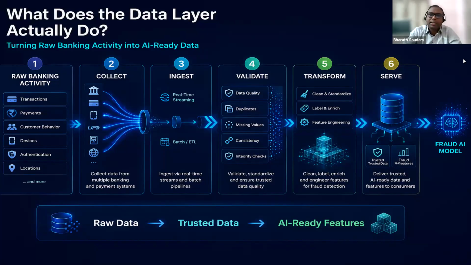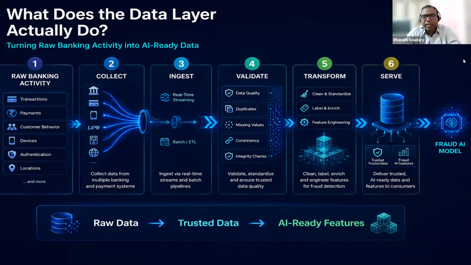For example, if the transaction amount is 10,000, but another system records it as 1 lakh more than the transaction amount, the data quality layer will detect the inconsistency. It will transform the raw information into useful information.